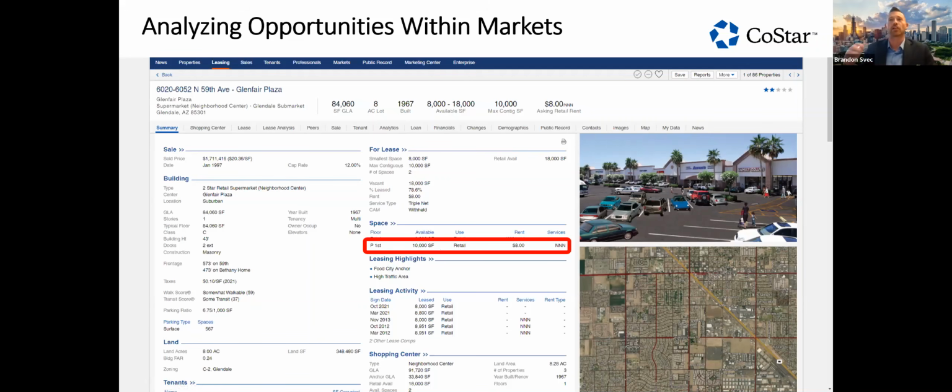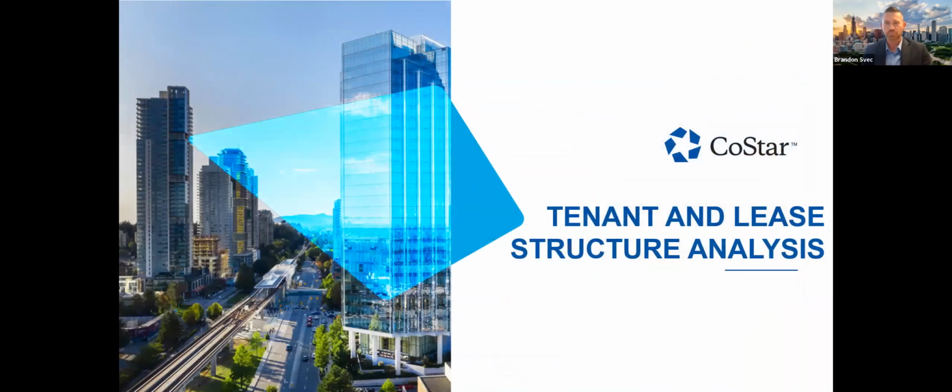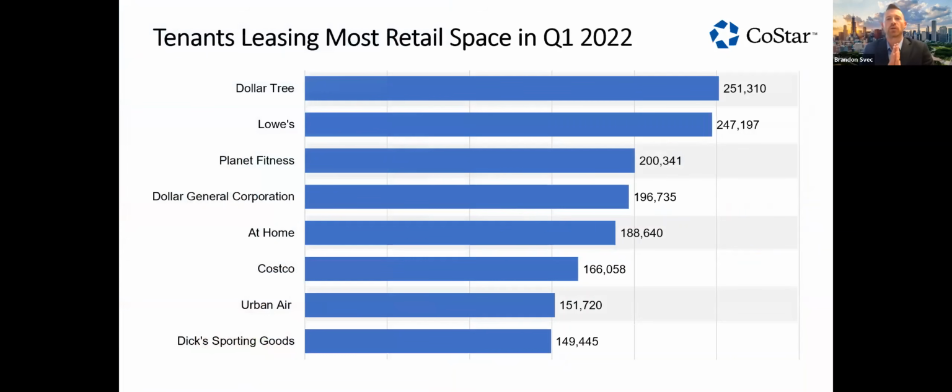Now, I, as a retailer, have the ability to dig into this property further, now understanding that A, an availability exists, B, what the cost of that availability is, and now C, armed with all of the other information that I want to look at to determine whether this is a potential site for me. So with that, we're going to shift to understanding now the site.